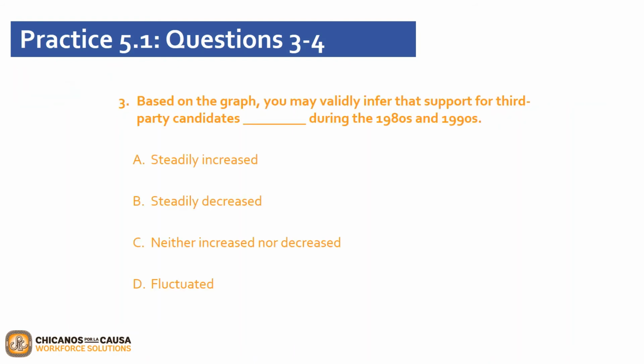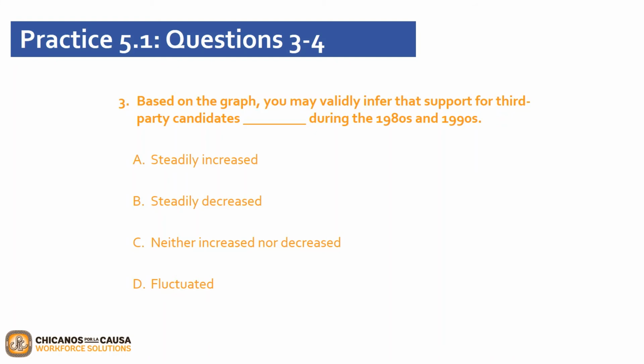Welcome. Okay, so bear with me. We're almost done. Let's move on. So question 3 asks, based on the graph, you may validly infer that support for third-party candidates blank during the 1980s and 1990s. Our options are A, steadily increased, B, steadily decreased, C, neither increased nor decreased, and D, fluctuated.